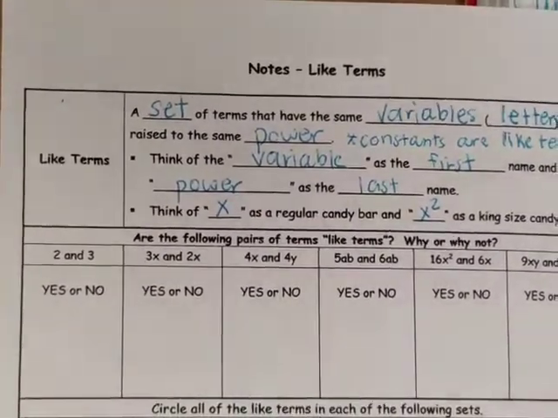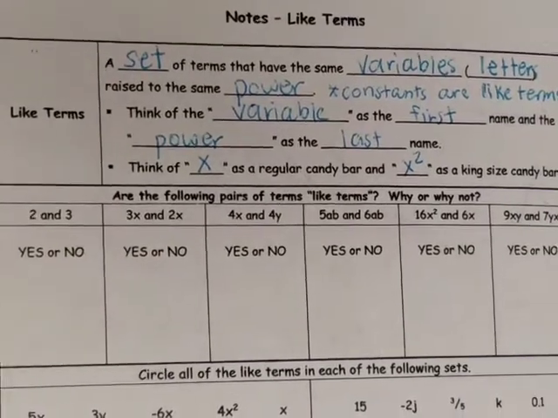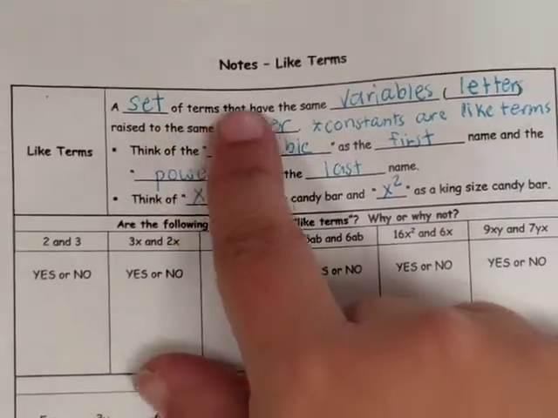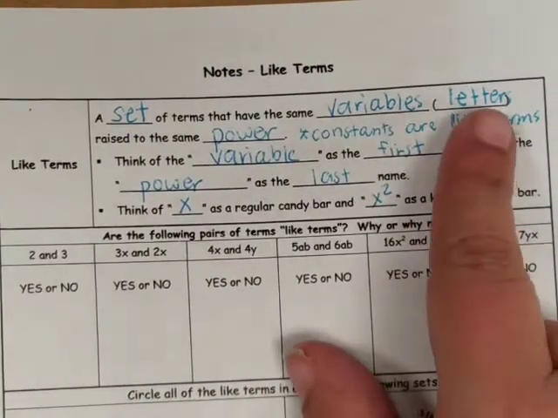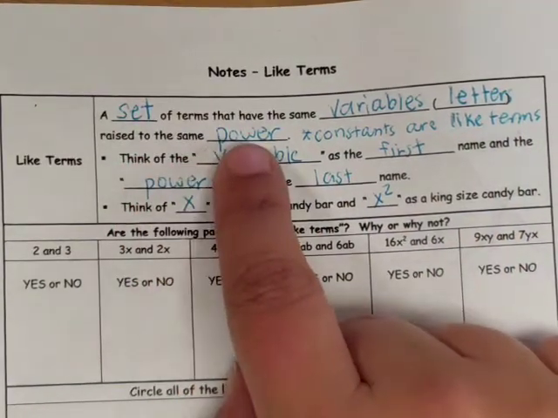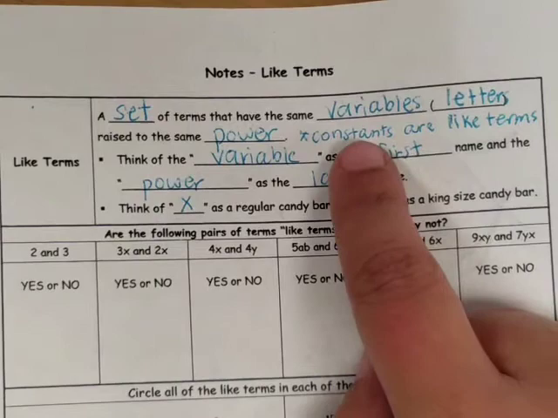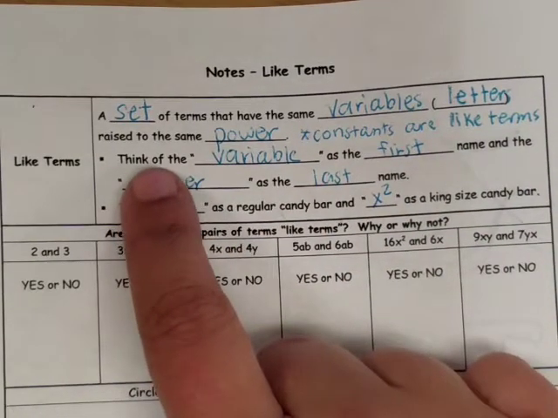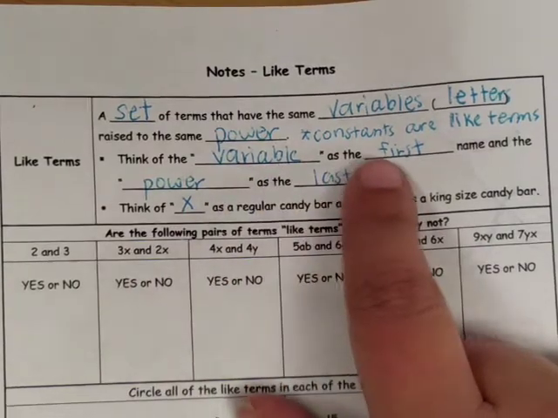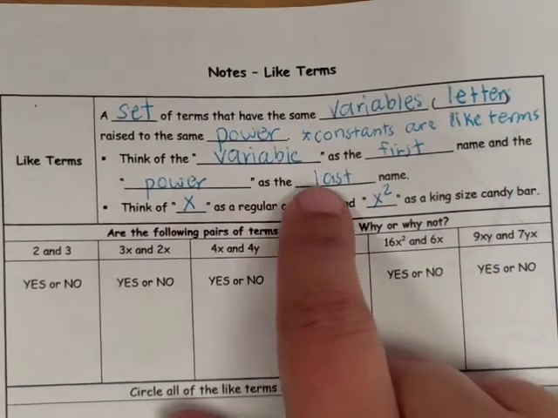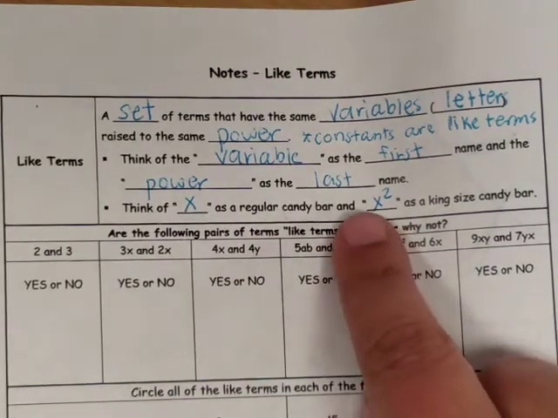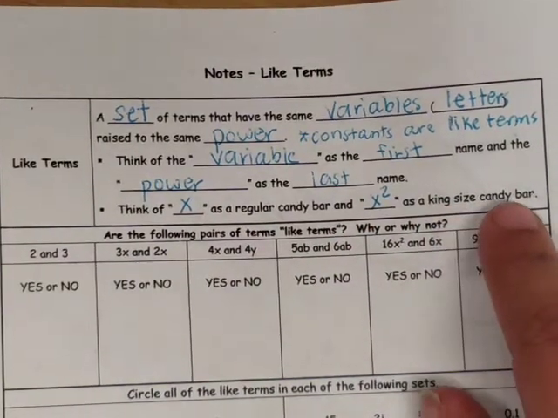If you open up on the inside of the notes, we've got a few things that we need to fill in. So like terms are a set of terms that have the same variables, which are letters, that are raised to the same power. Also, just please put a note in here. Constants are also like terms. So make sure that you think of the variable as the first name and the power as the last name. Think of X as a regular candy bar and X squared as a king size candy bar.